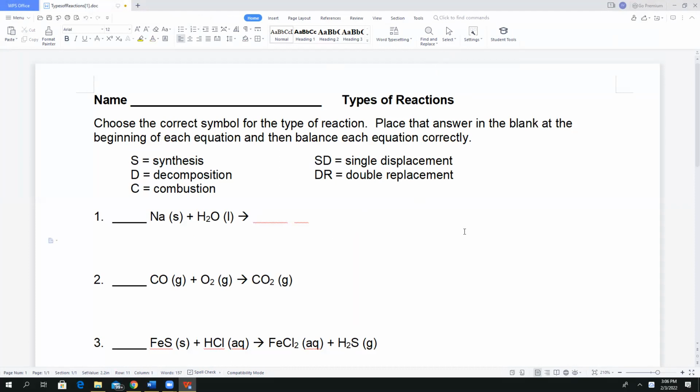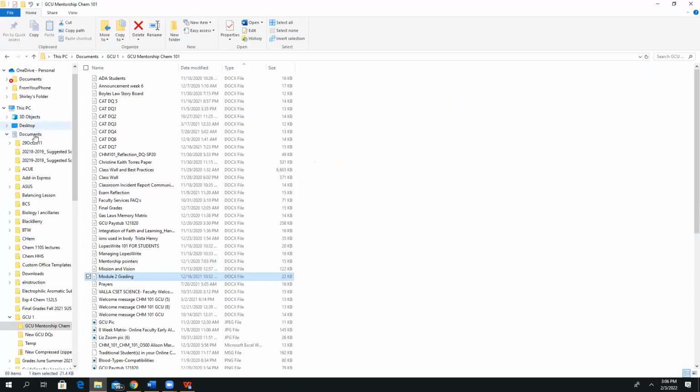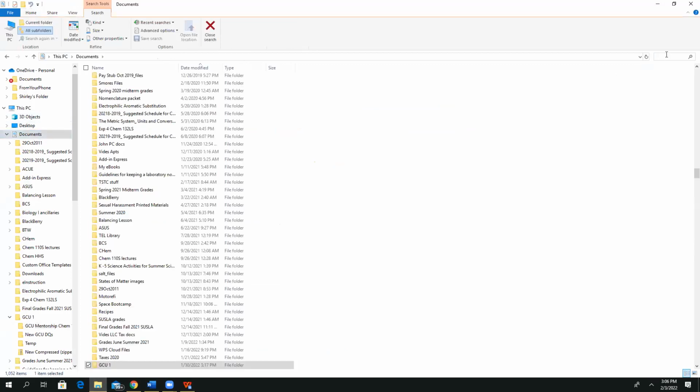Okay, so according to what we know, when you are doing this, what you're doing is a single displacement, because you have one single element and you're joining it with another something, right? So the first thing to do is to check your rules, and we're going to go there. Not just the solubility, but the other ones too. So we're going to go and get the activity series of metals. Let me see if I find one here.